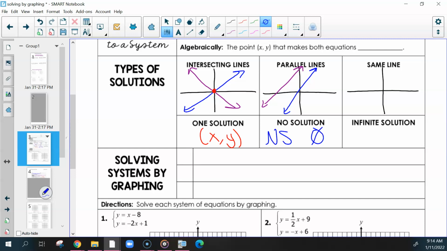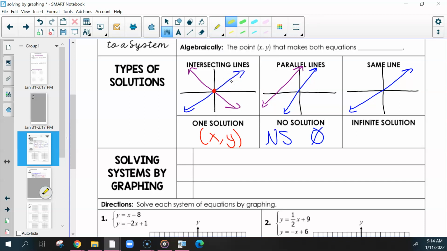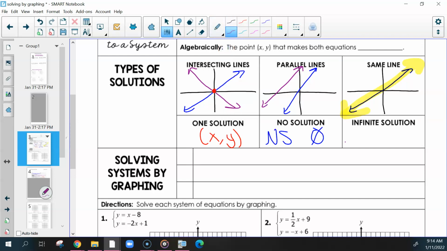And then there's one last case that you might see where we have some equation that's graphed, and we end up having to graph over top of it because it's the exact same line. If we get a case like that, that would be infinitely many solutions. Or you can write the infinity symbol.